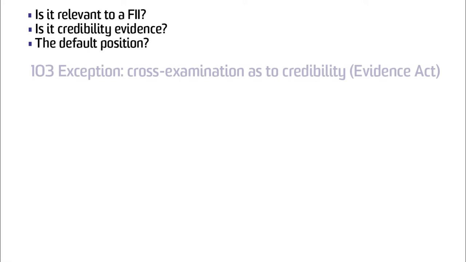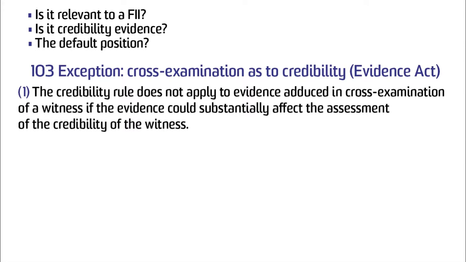Once you've identified it as credibility evidence, the next step is to identify the default position in section 102. That is, credibility evidence about a witness is not admissible. But wait, there are exceptions. And our first exception, upon which the others are predicated, is that found in section 103, cross-examination as to credibility.